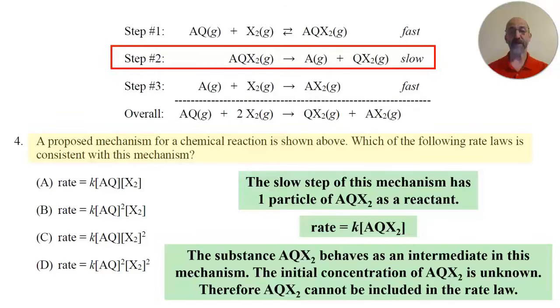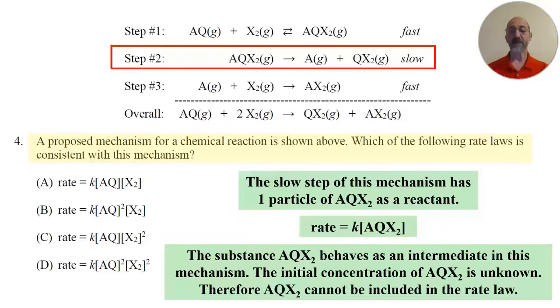Well, the problem is that the substance AQX2, which appears as a product in the fast equilibrium of step 1, and then is consumed as a reactant in the slow rate-determining step 2, behaves as an intermediate in this mechanism. And so the problem is that the initial concentration of AQX2 is unknown.